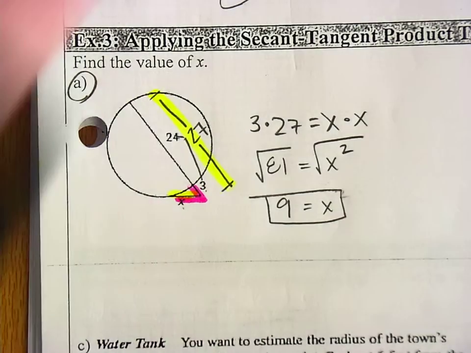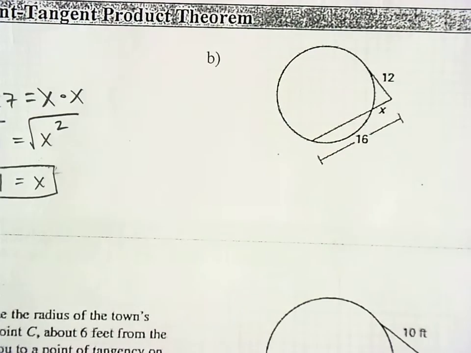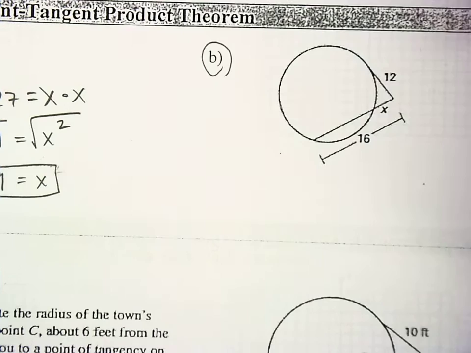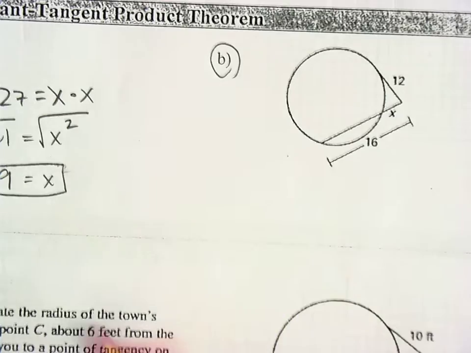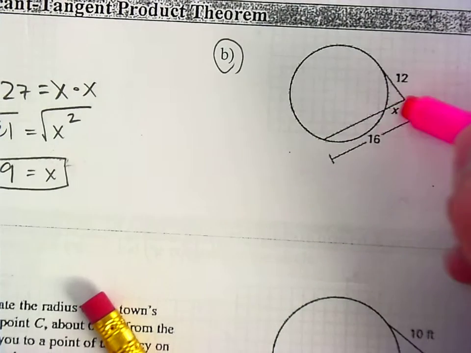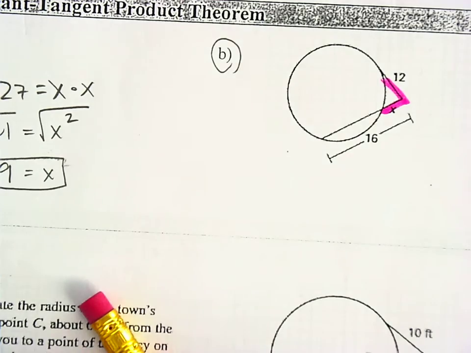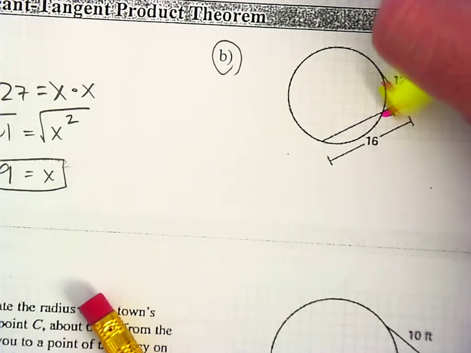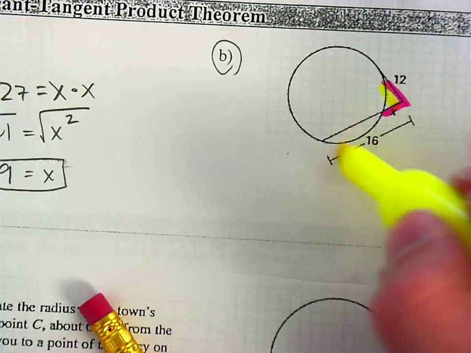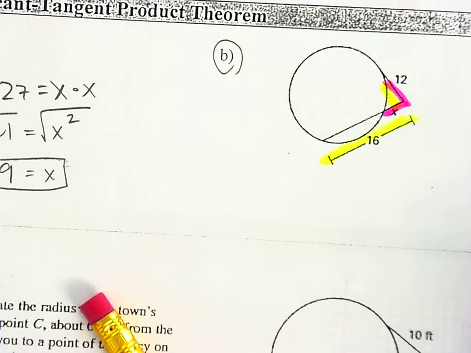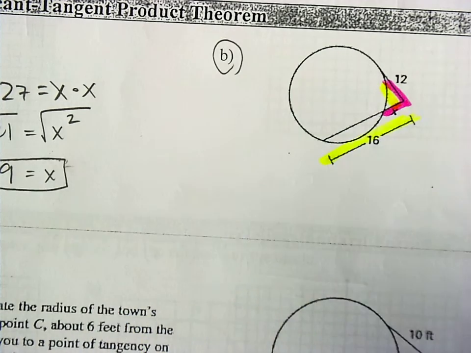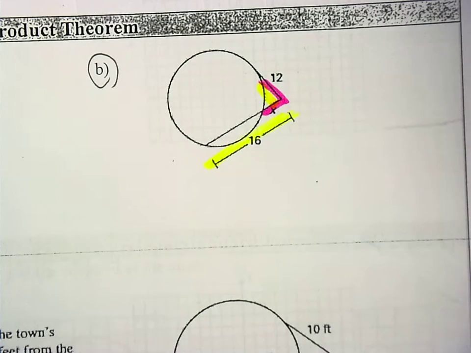All right, let's look at number B. Number B is really similar. Again, we have these externals that we see right away. Here's the external X, the external 12. This piece is the whole piece right here. And then they gave us the whole also over here. It's 16. So they gave us everything this time. We don't have to find any of it. We just have to plug it in.